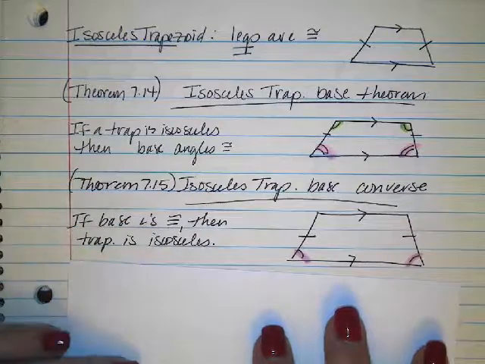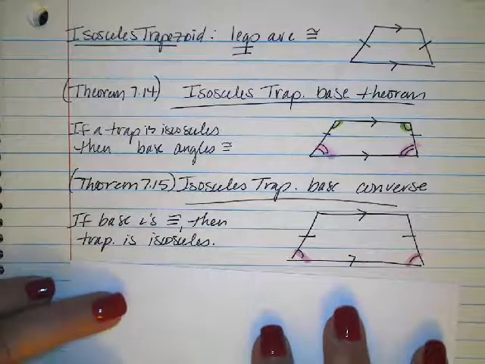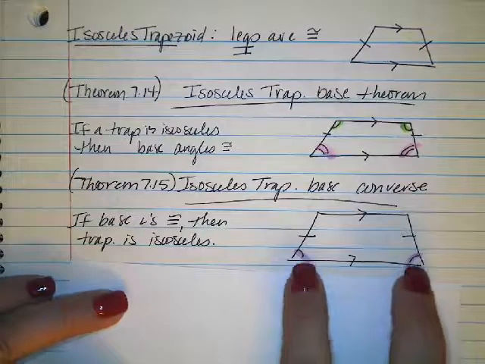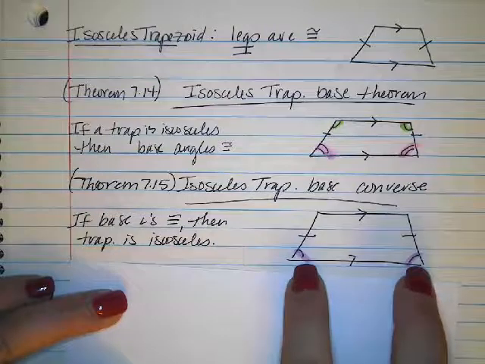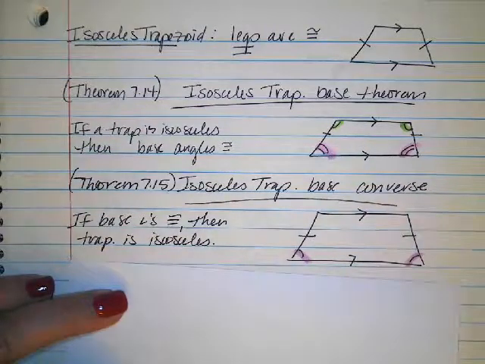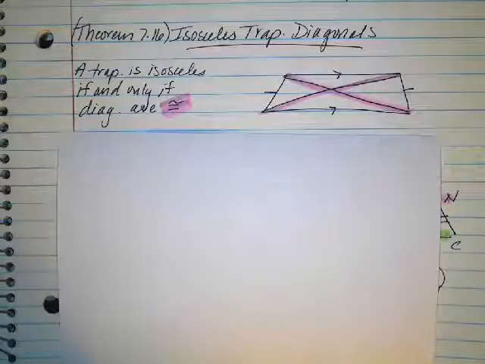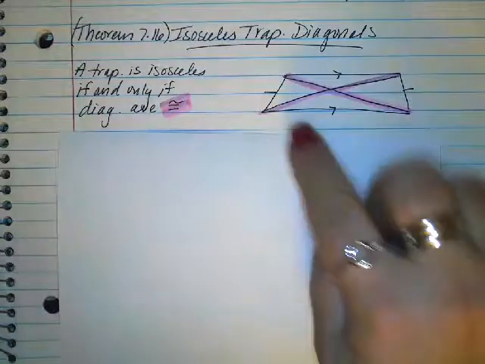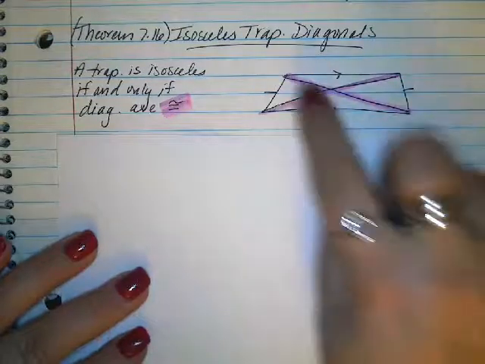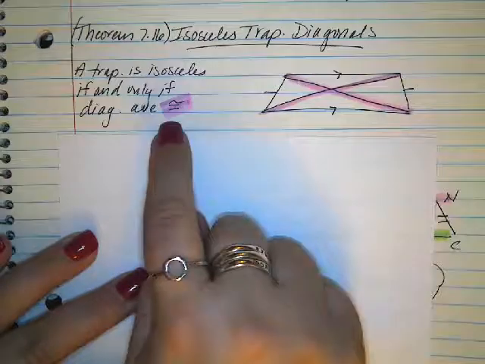The converse is also true. So if I see 2 angles that are base angles that are congruent, then I could call this an isosceles trapezoid. Another bit of information about isosceles trapezoids is about their diagonals. The diagonals in an isosceles trapezoid are congruent.